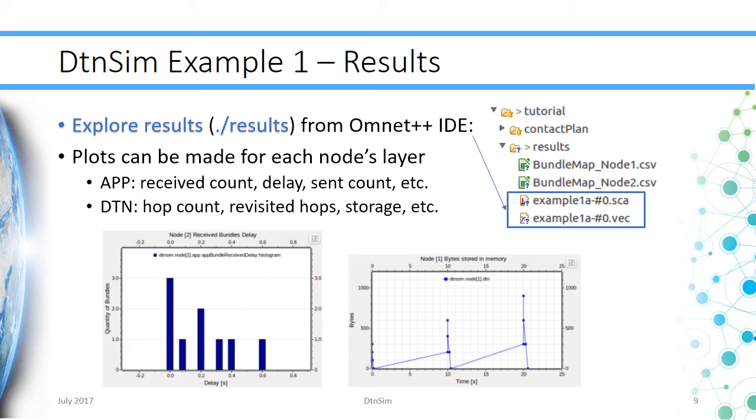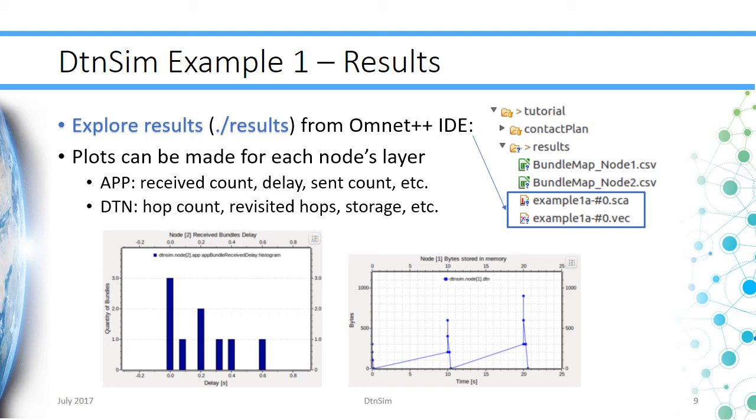Once the simulation is completed, results can be explored, analyzed or post-processed directly from the Omnet IDE, from the Omnet interface. So a results folder will be created within the same tutorial folder, and within the results folder we can see two types of files, scalar and vector files. And by just double-clicking these files, an interface will open, which is an Omnet interface that facilitates the study of the results stored in these files.